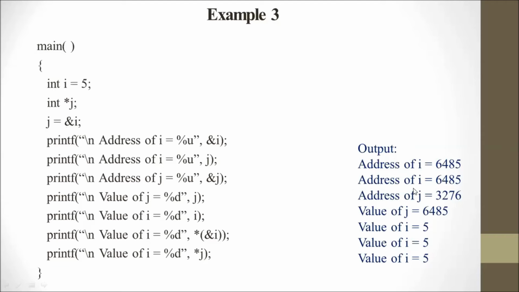Sorry, here this is a typing mistake. Here it should be address of j, so we should write here address of j equal to 6485.